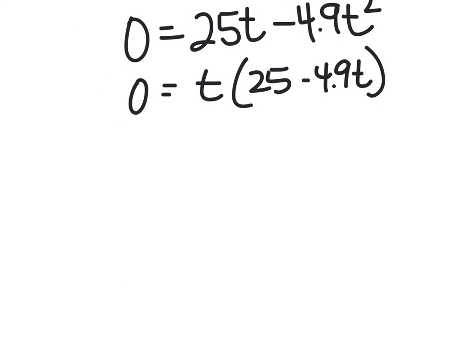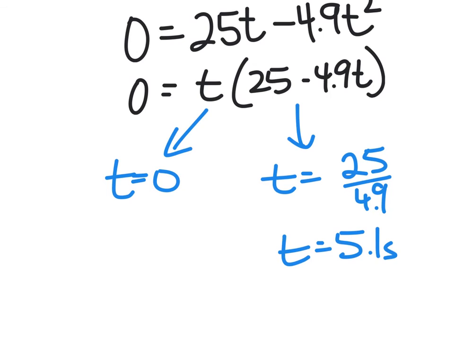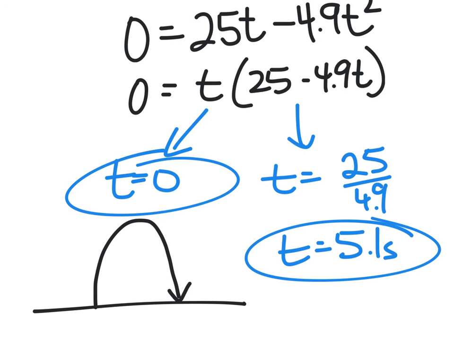So from all that factoring you've done in math class, this tells you that t equals 0, and this tells you that t equals 25 divided by 4.9. And that's going to give us 5.1 seconds. So we get 2 answers. It's like, well, which is right? What does that mean? It actually makes sense, because here's what's happening. Time t equals 0, that's right at the start when it had a height of 0, and 5.1 seconds later, that's right at the end when it lands.